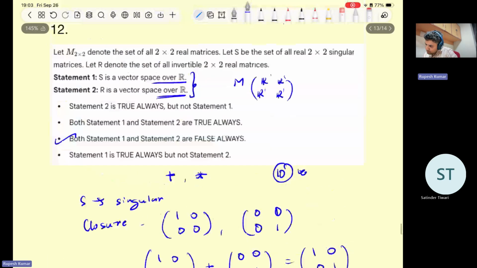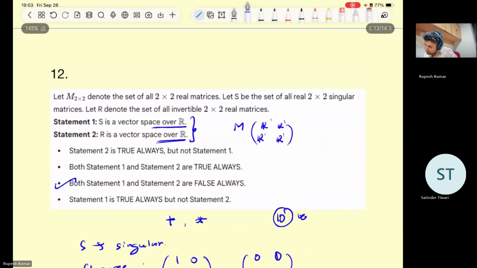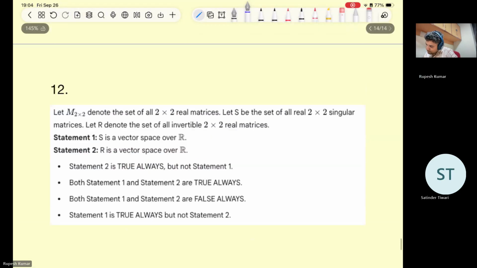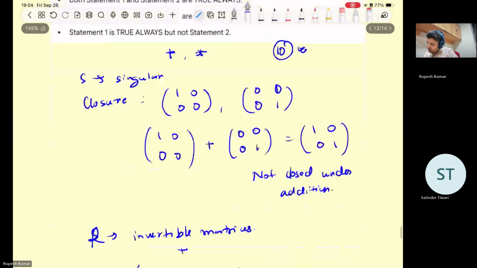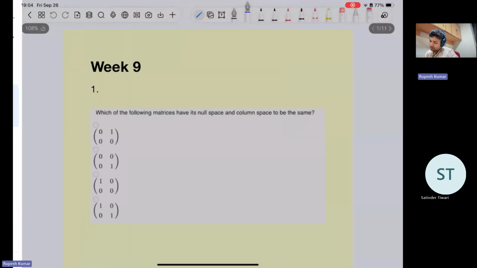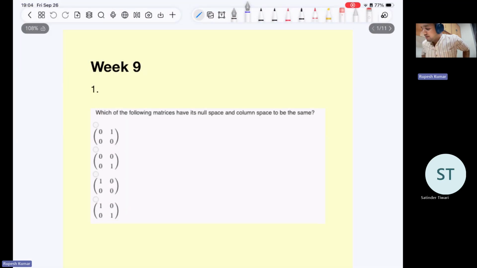Okay, question 12 and 13 are the same. Yeah, question 12 was copied twice. So that's it for week 8. Let's finish up the week 9 problems very quickly.